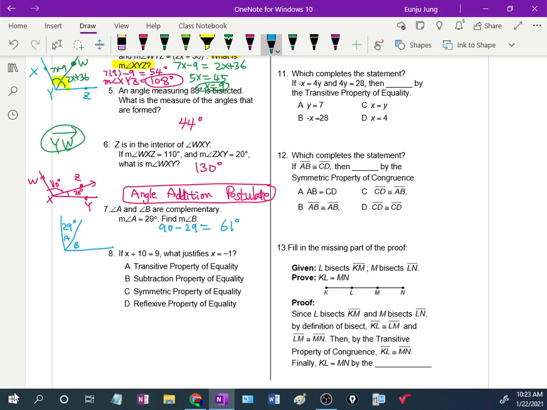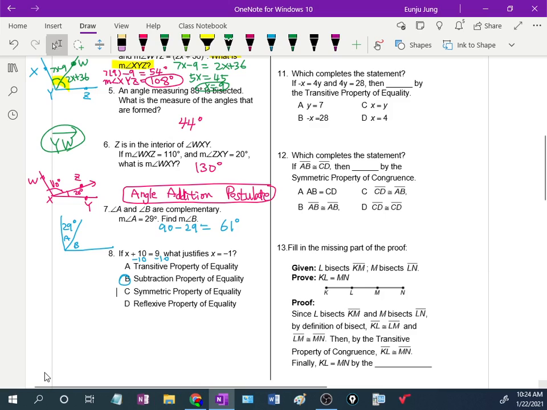Right, number 8, if x plus 10 is 9, and next step will be x equals negative 1. Why? What can we do? Subtract 10 from both sides, right? What is the reasoning? Subtraction property of equality. So think about next step. What do I need to do? What is the reasoning? So writing the reasoning, that is called the proof.